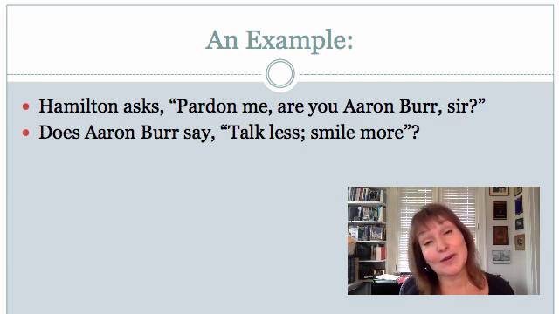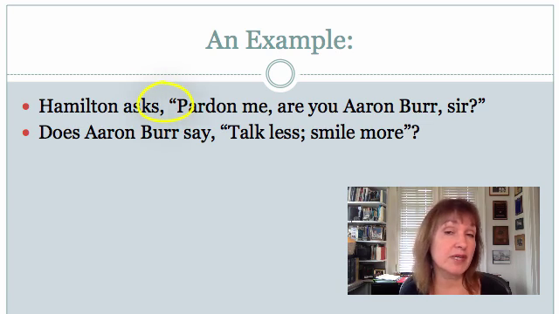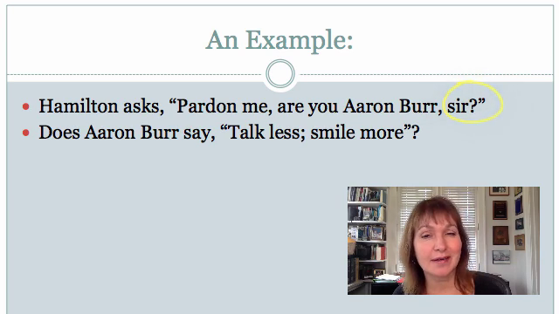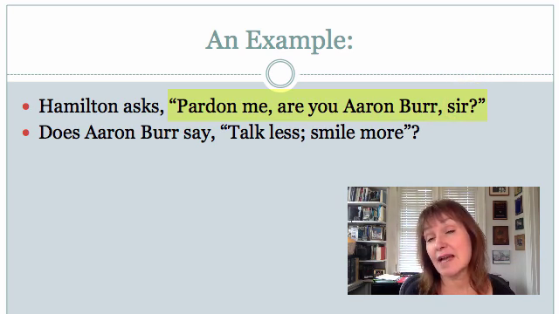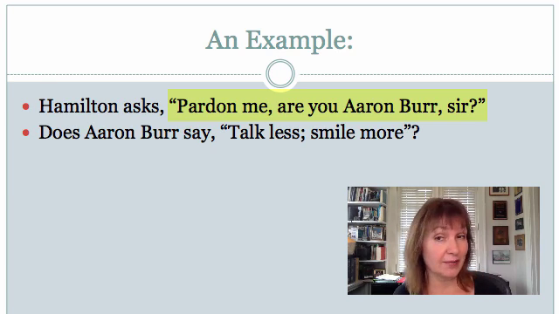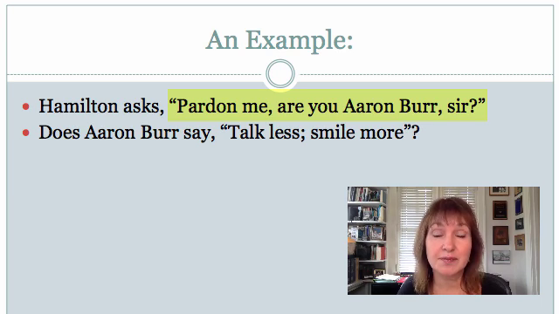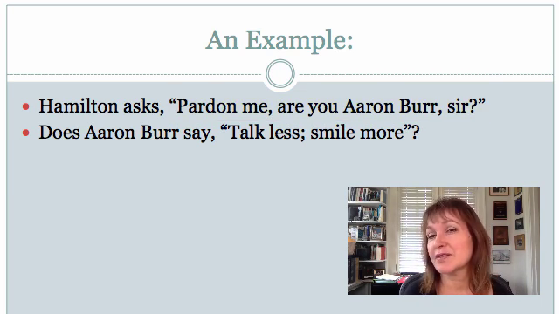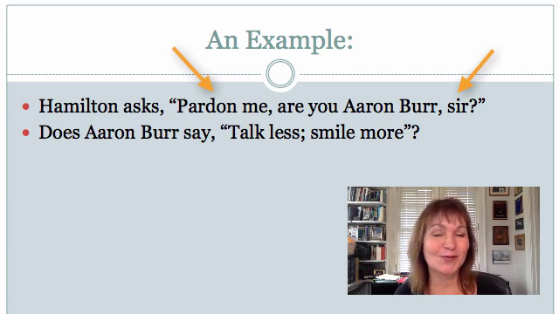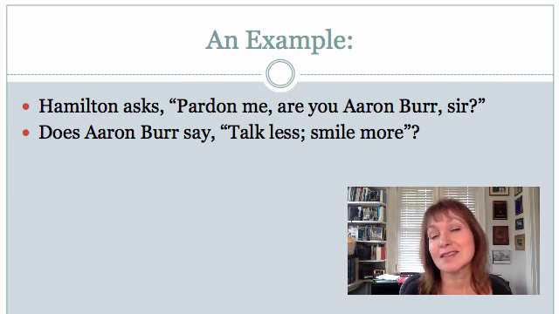Here's an example taken right from the musical Hamilton. Hamilton asks, "Pardon me, are you Aaron Burr, sir?" Because the material inside the quotation marks, pardon me, are you Aaron Burr, sir, is a question, the question stays inside the quotation marks. Also in that sentence, you might notice there's an introductory phrase, pardon me, and then there's also direct address with the word sir. Do you remember those rules? Look at the second example.